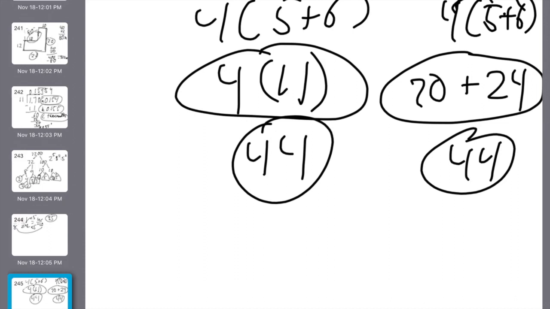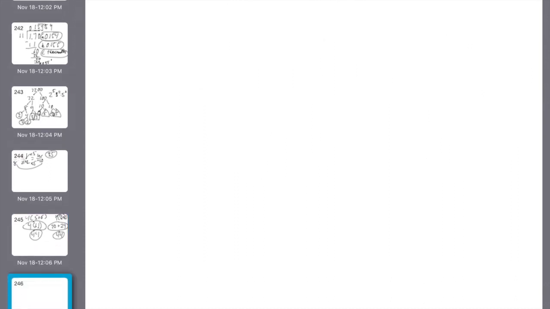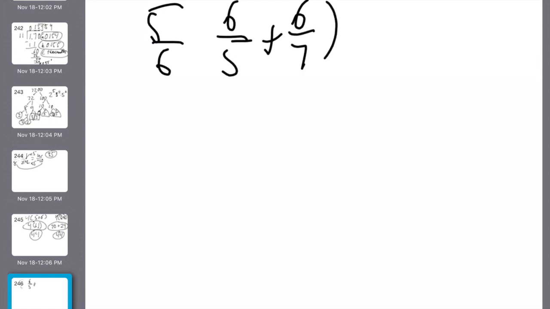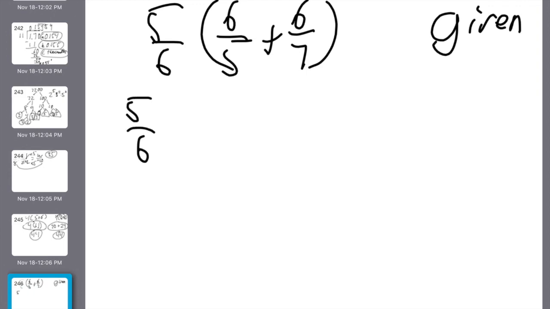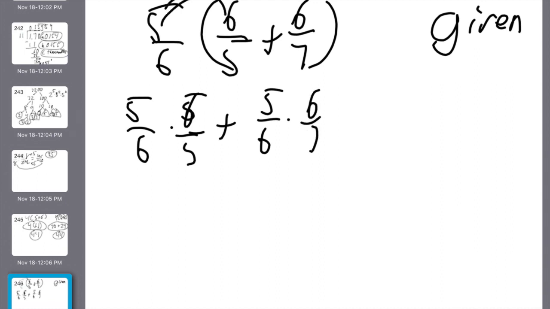Number 21, justify the steps. Okay, so they gave you 5/6 times 6/5 plus 6/7. That was given to us. The next one is, I started with 3 numbers, guys. Now you have 6/5. Add that to 5/6 times 6/7. You can see how we distributed it, guys. So that's the distributive property.